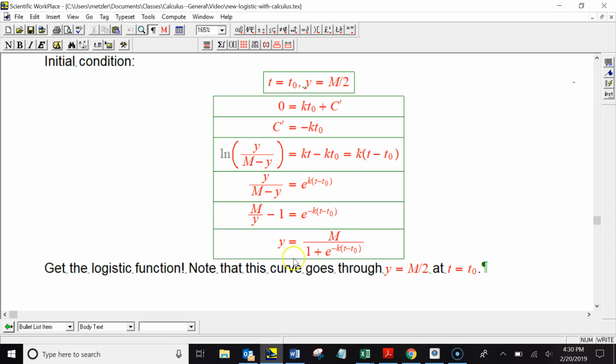So then you can do all the usual things you want to do with that. You can graph it, you can solve problems with it, you can plug in explicit numbers. But this is where I wanted to get to in this video.